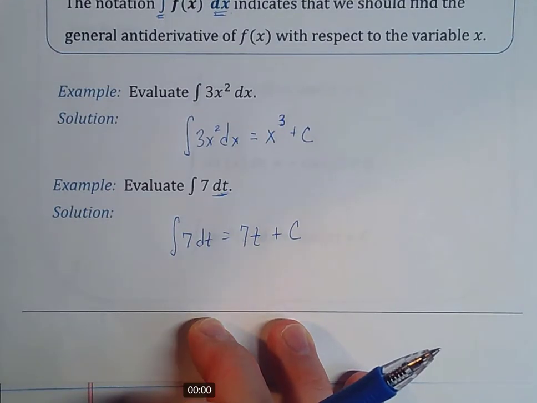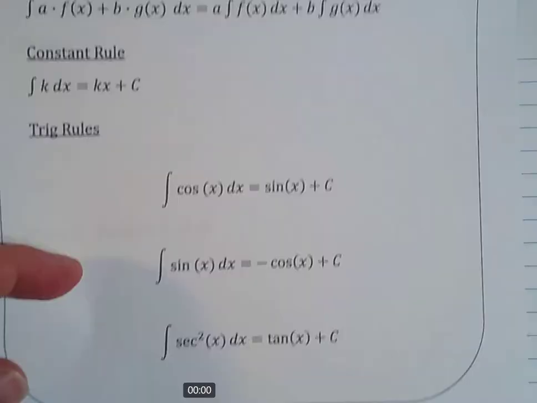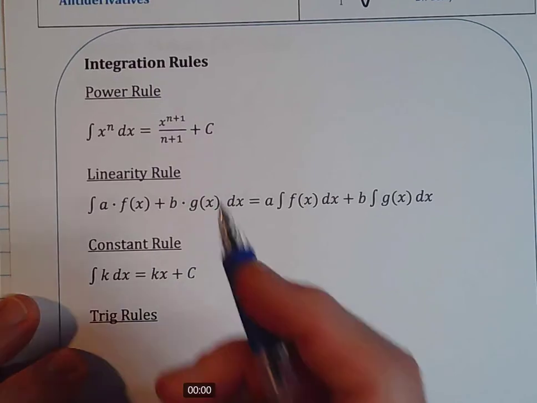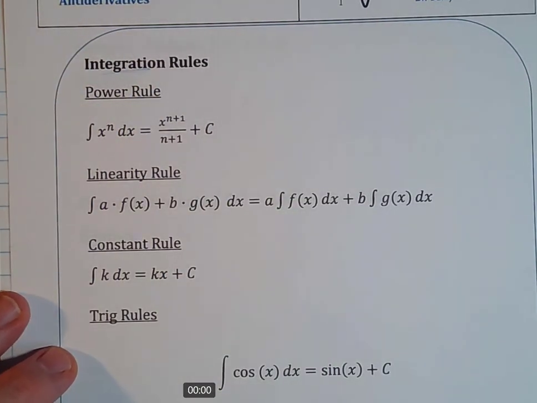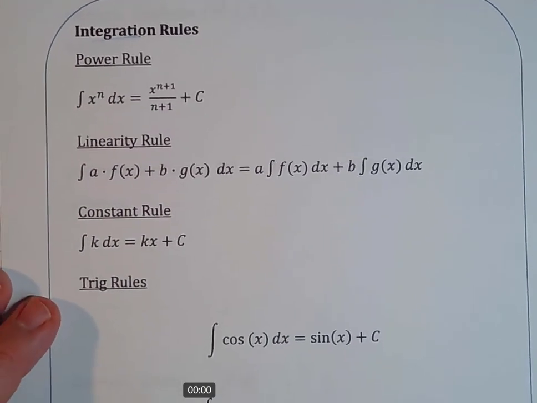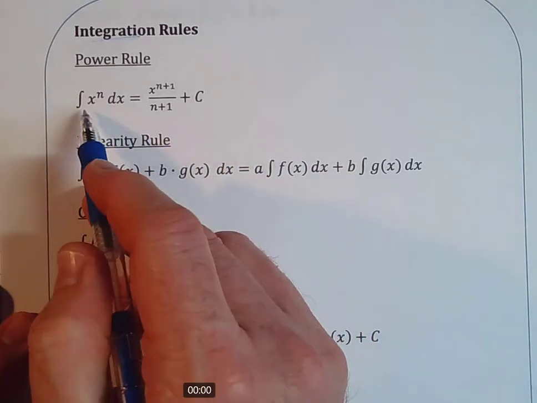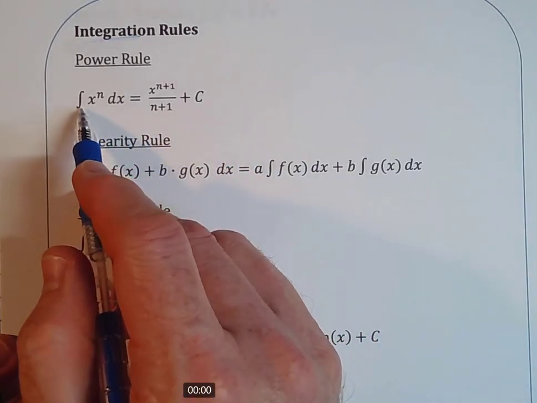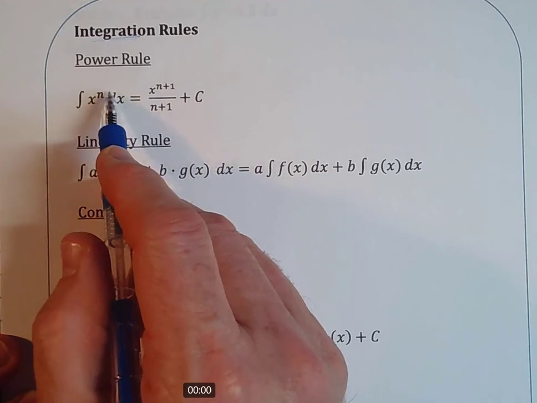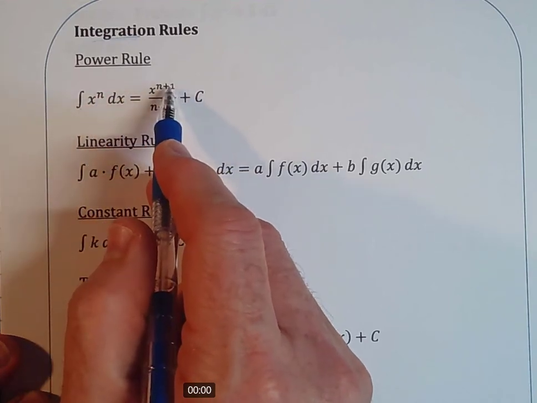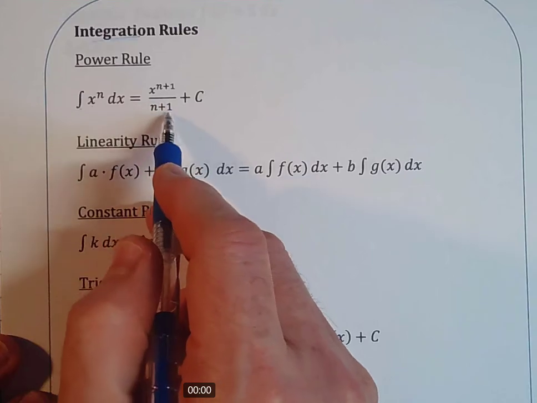So let's talk about some integration rules. Integration is just the word we use here. It's the process of finding integrals. All right, so let's talk about some rules. We have the power rule, which says that if I am trying to find the indefinite integral of x raised to the nth power, then what I'm going to do is add 1 to that exponent, and I'm going to divide by the same thing.